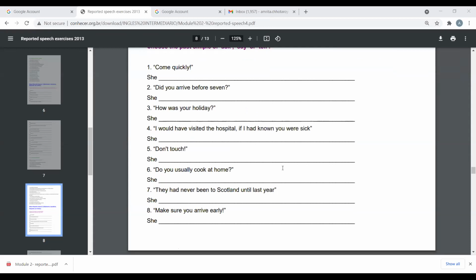Okay, Deborah has asked me a question. What is the difference between say, tell, and ask? Can any one of you first tell me? That's a good question he has asked. There is a difference between these three verbs. Say, tell, and ask. What is the difference that you have come to know?